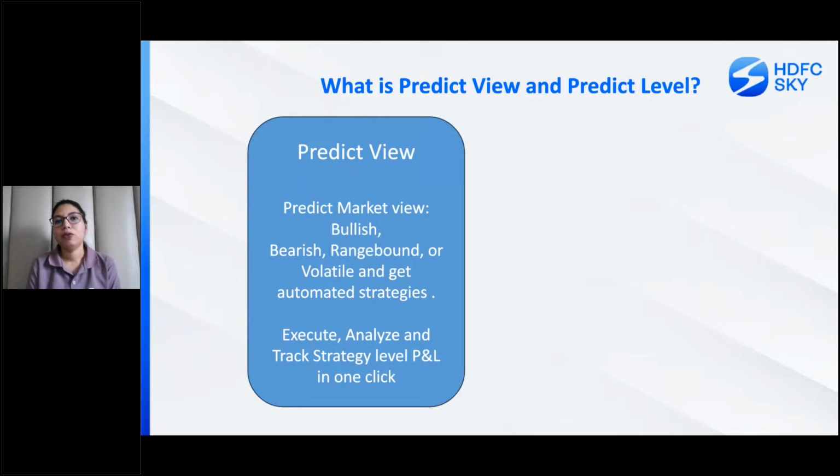In the predict view, you only have to select what is your view. So for example, if you have a bullish view on the market or on some particular entity, let's say Nifty or Bank Nifty or any stock, all right? So if you have a particular view, you can select that particular button, and based on that, you will get customized option strategies.